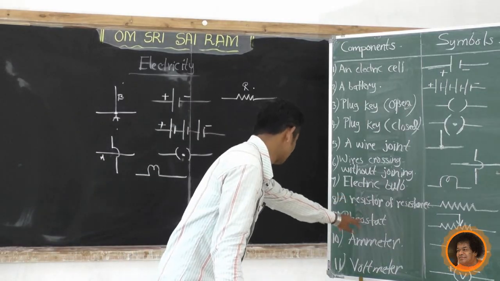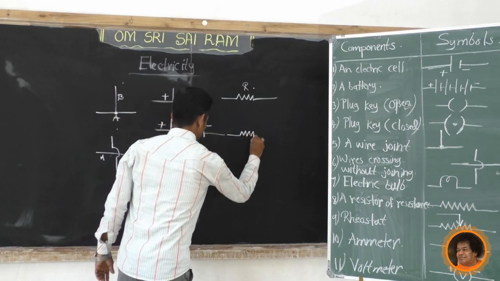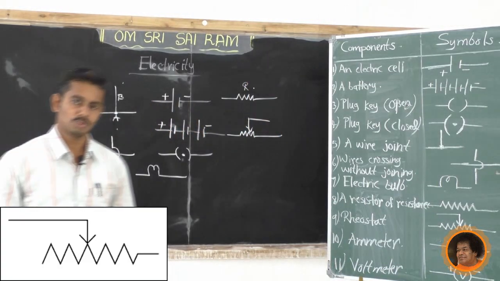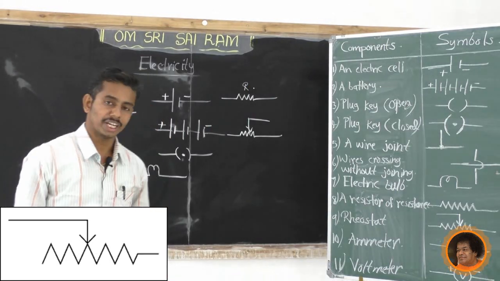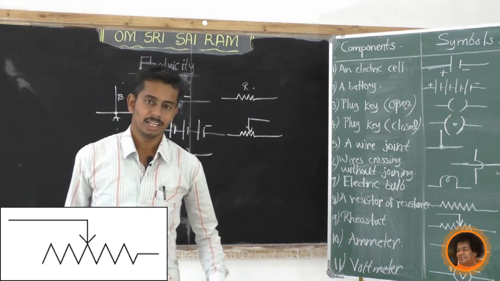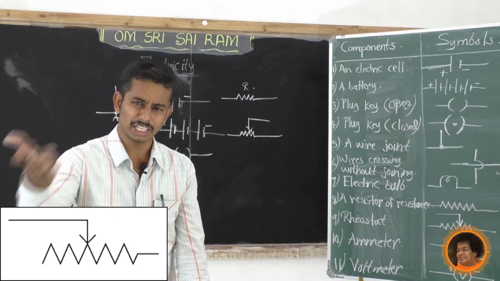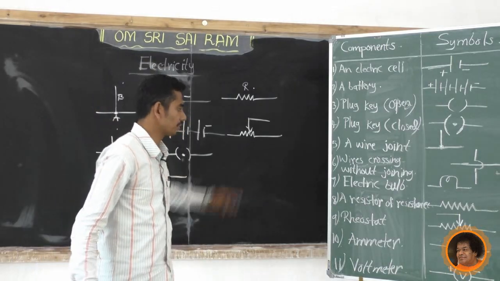After that, rheostat. This is the representation of rheostat. What is the use of this component in the electric circuit? Rheostat changes the resistance of the circuit. We can change the resistance of the circuit every time. This is the use of rheostat.